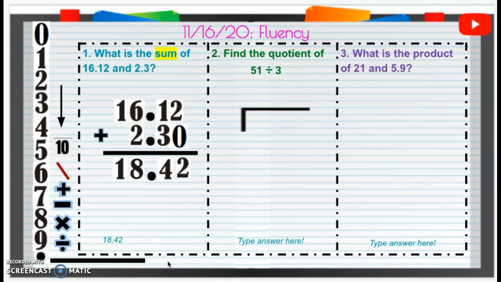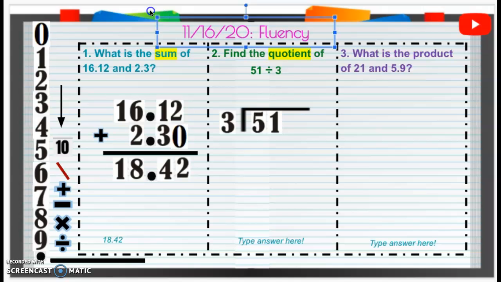Awesome. All right, let's take a look at the next one, number 2. Find the quotient of 51 divided by 3. I know that word quotient means we're going to divide. So 51 divided by 3. 51 is going to be our dividend and go on the inside of our house. 3 is our divisor, and that goes on the outside of our house.